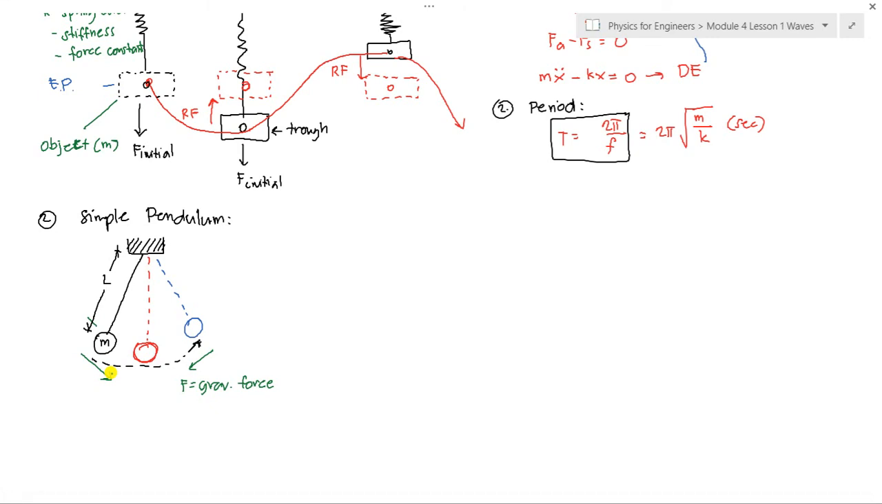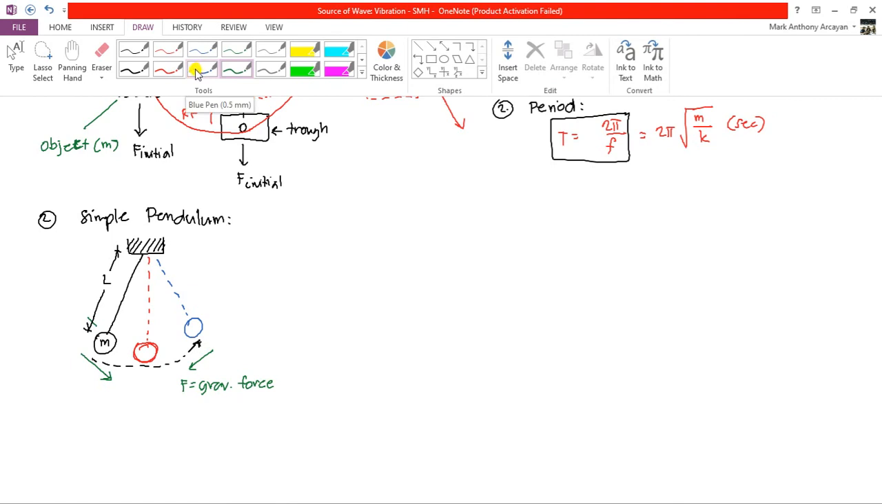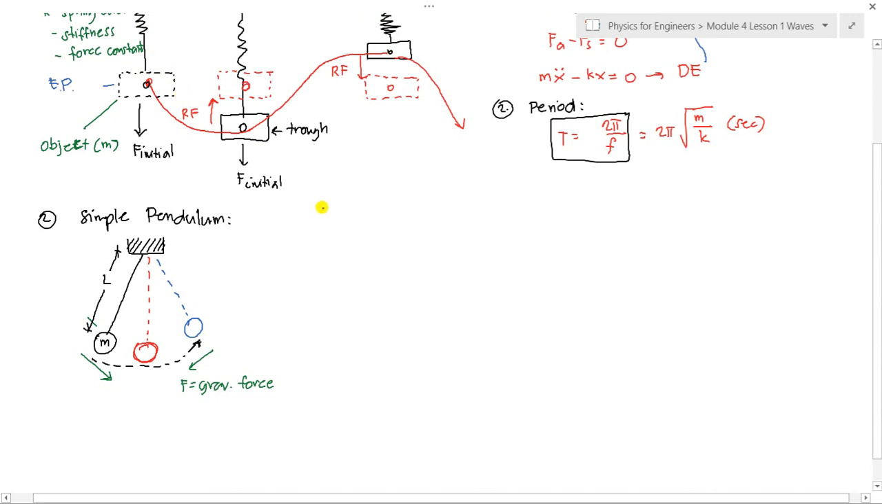The parameters here are the length of the wire used and the mass of the object. Again, we will not derive the frequency and the period here, so we use the direct relation. For a simple pendulum, calculating for the frequency, f is equal to the square root of the gravity over the length.